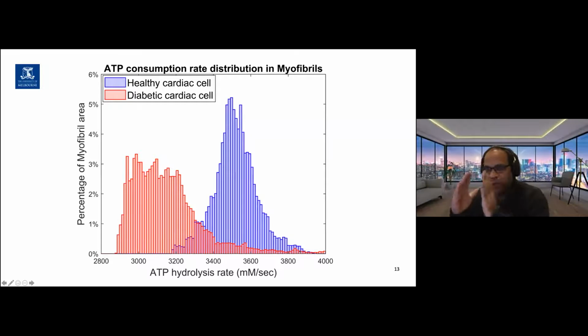cross-bridge kinetics, just force production. And you can see it has a high peak, saying that it's fairly homogeneous. But in the disease state, where the structure of the mitochondria is disorganized, you can see a broader distribution of force production within that cell, clearly showing that structure has a significant impact on what the cell is doing subcellularly.